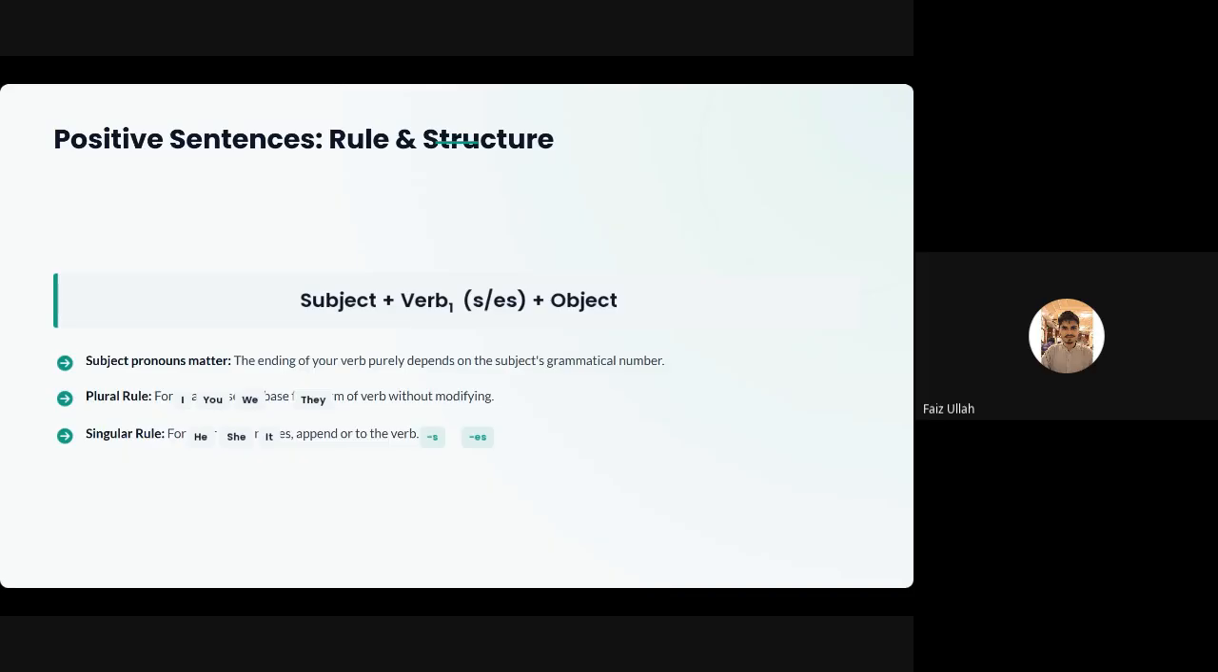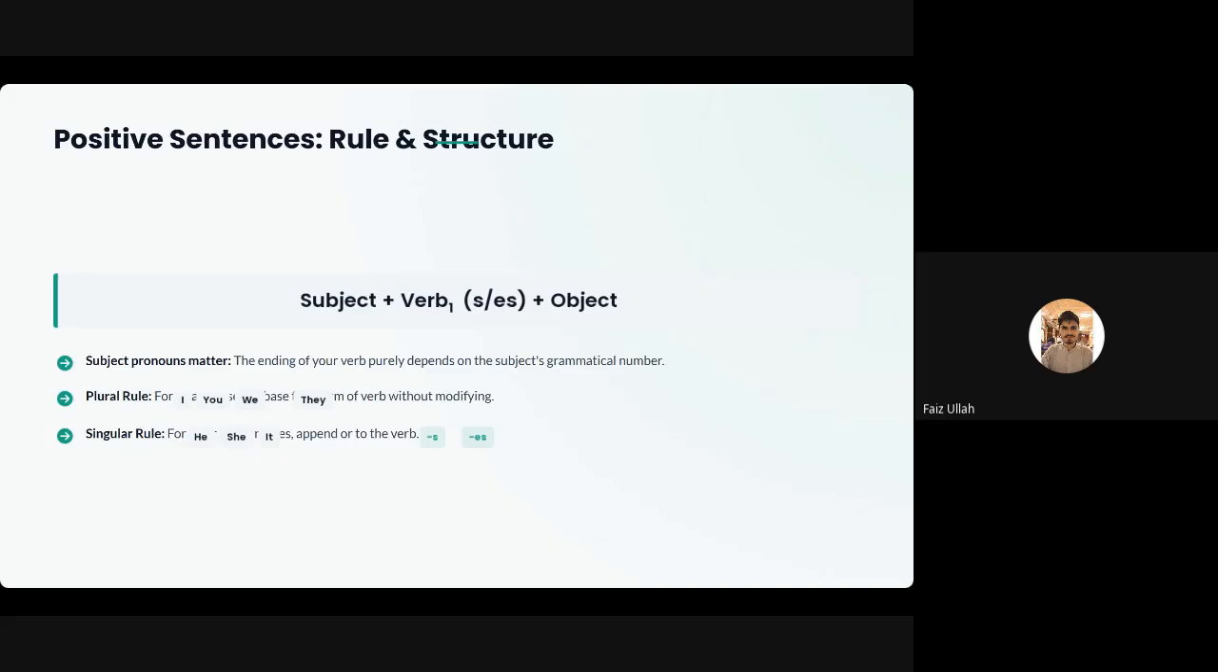Okay, so we will be using the first form of the verb. All of you are aware of the fact that a verb has got four forms, but we will be using the first form of the verb in these sentences. The next thing is that you should use an object. An object is anything that comes at the end of the sentence.